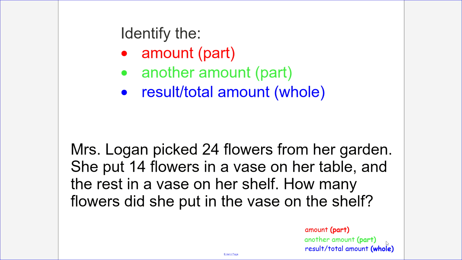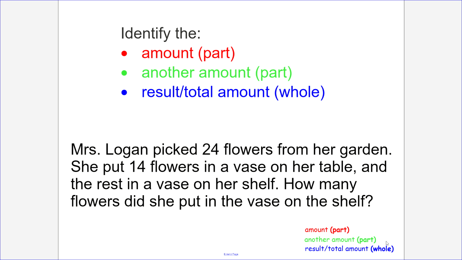Here is another story problem for us to read and understand. Remember, we're going to read it, find the information, find the question, and then determine which pieces of information are the amounts or parts, and which piece of information is the result or whole.